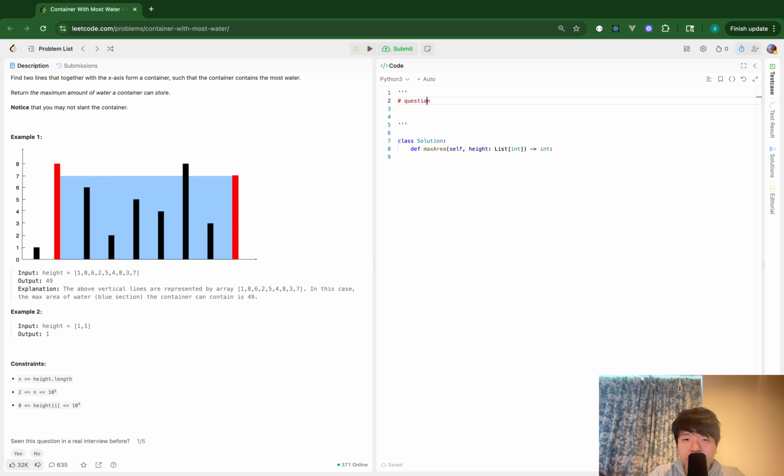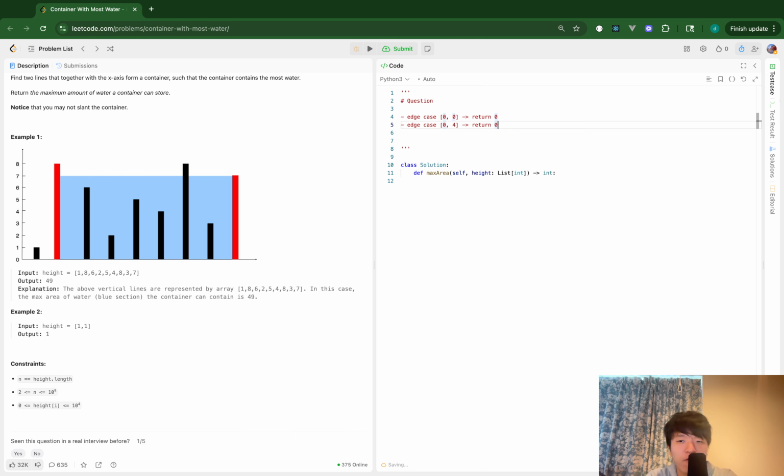So the edge case I will take care of is something like [0, 0]. In this case, the water amount should be 0. Or maybe I can say if the heights are 0 and 4, I should return 0.